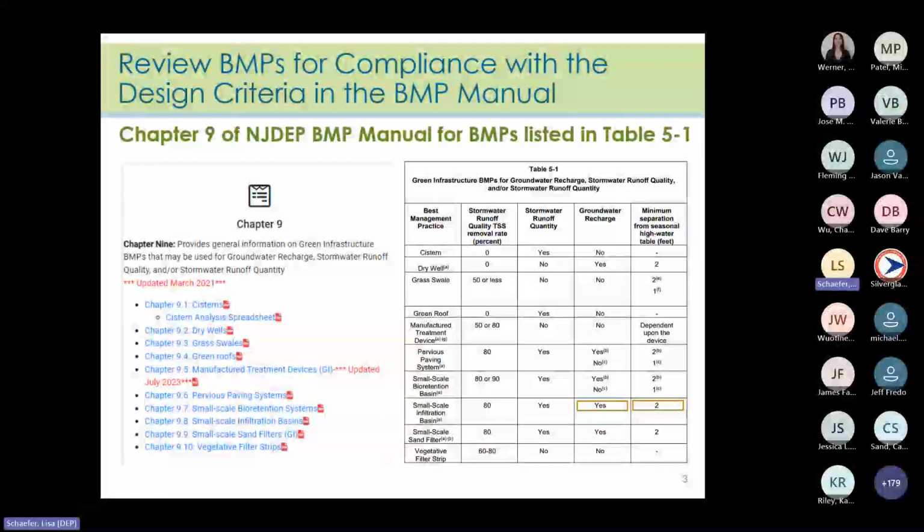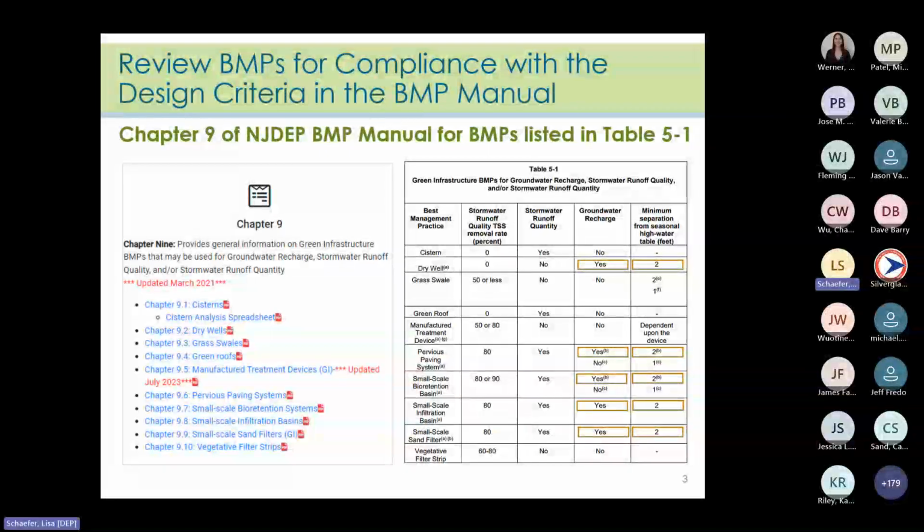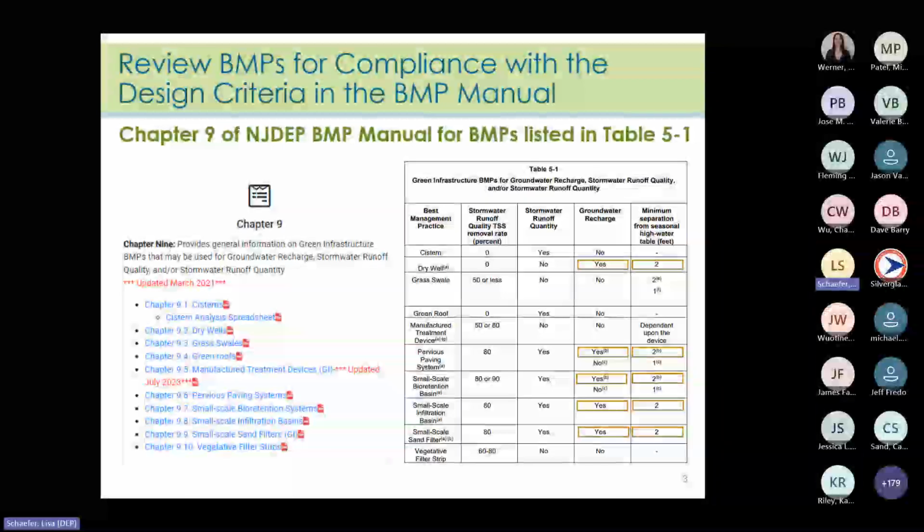On this slide are the GI BMPs. Some can be used for water quality, provided the TSS removal rate listed in the second column of Table 5-1 is not 0, which is the case for 7 of the 10. Some can be used for quantity control, as noted in the middle column. And then there are those that can be used for groundwater recharge as listed in the columns on the right. Now that's provided the 2-foot separation from the seasonal high water table is provided as measured from the bottom elevation of the lowest component in the BMP.